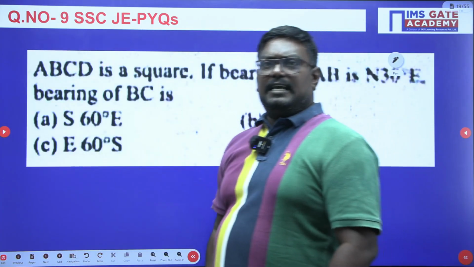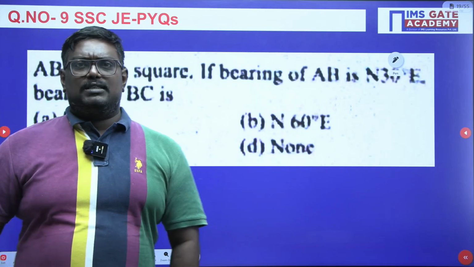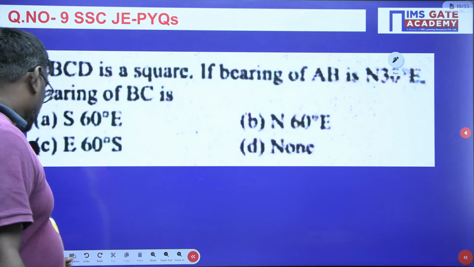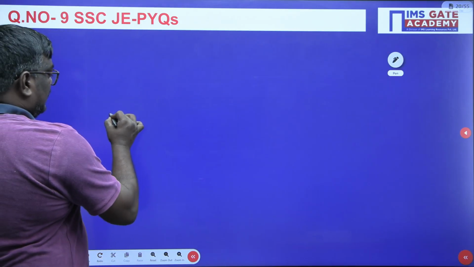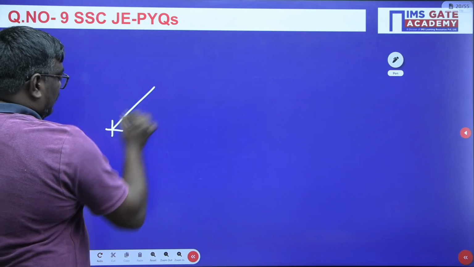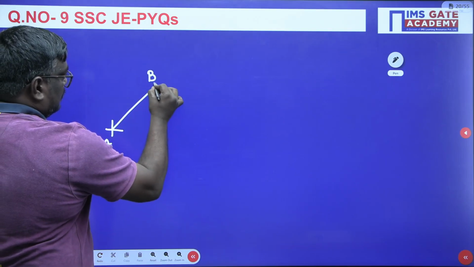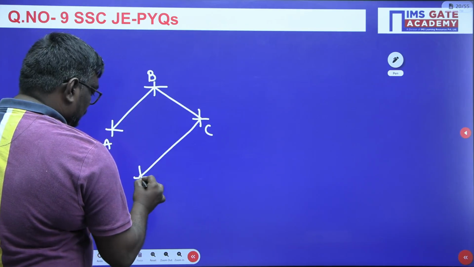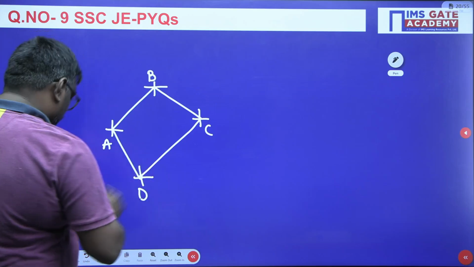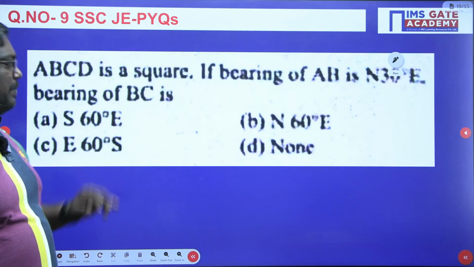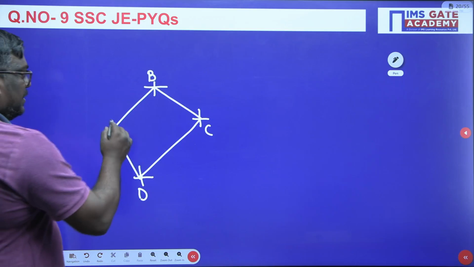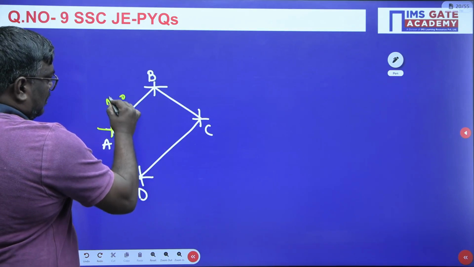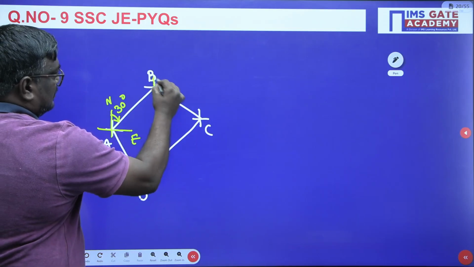Now, if ABCD is a square, and the bearing of AB is north 30 degrees, what is the bearing of BC? Now let me tell you here. See students, this is AB, this is BC, this is CD. The bearing of AB is given. The bearing of AB is north 30 degrees east. This is 30 degrees, because it is the first quadrant, this is north, this is east. And what he is asking is the bearing of BC.